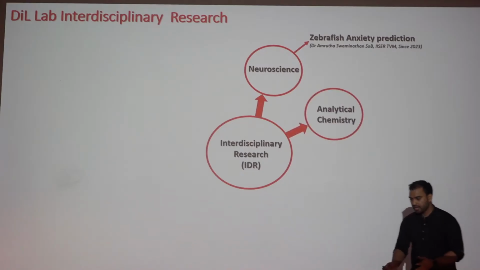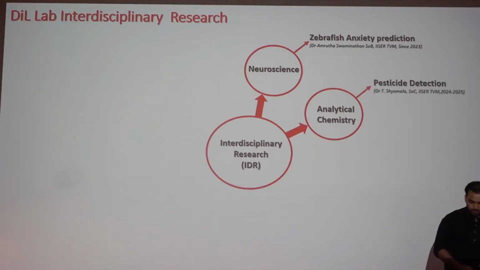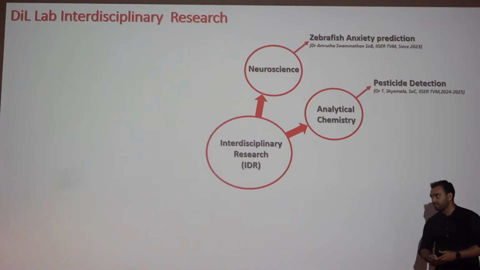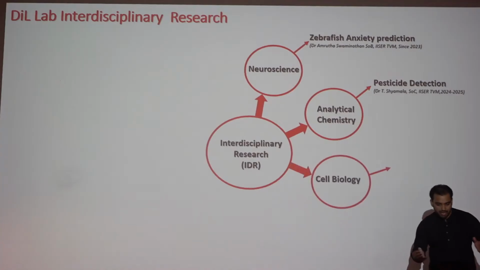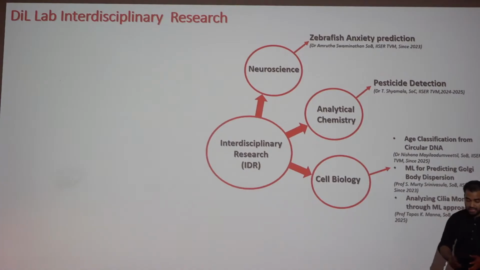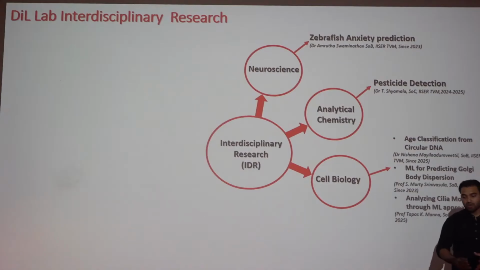Then analytical chemistry: I had a student from School of Chemistry, and we worked on pesticide detection. That is also one work we did in 2024-2025, mainly introducing the concept of AI to understand pesticide detection at a very minute level. Then similarly cell biology: we recently started some work with Dr. Nishana on age classification considering circular DNA. Then with Professor S. Murthy Srinivasa, we started around 2023 onwards. The work is mainly analyzing Golgi body dispersion, then introducing the concept of machine learning and automating this process.